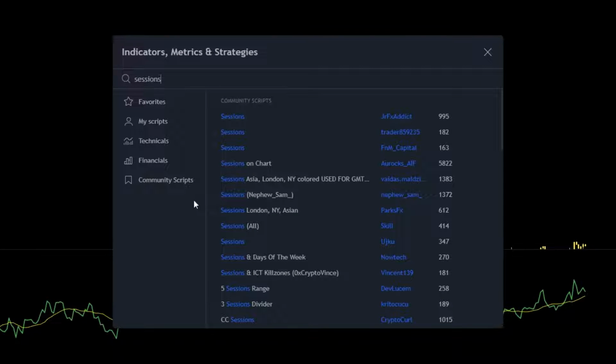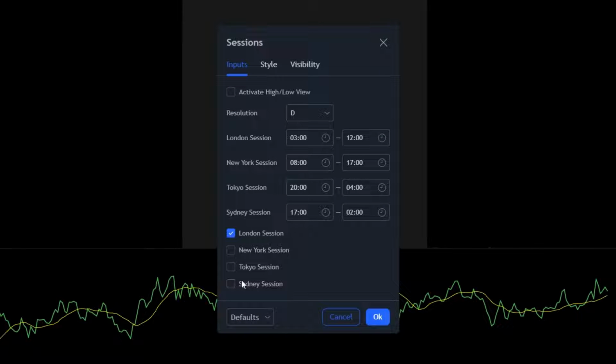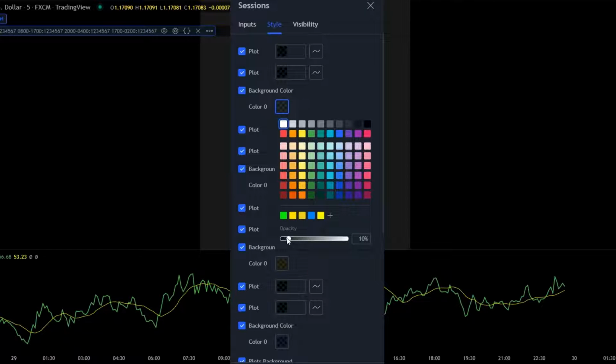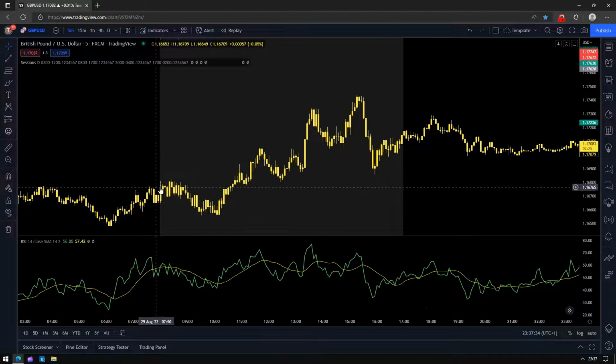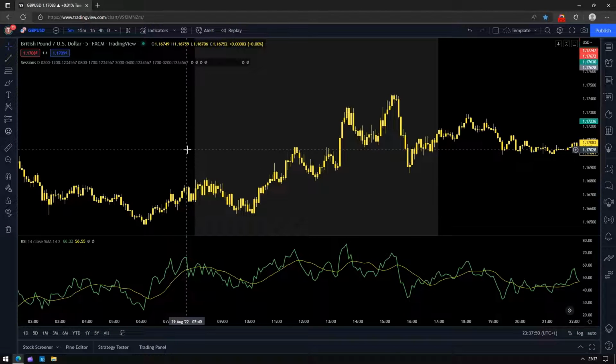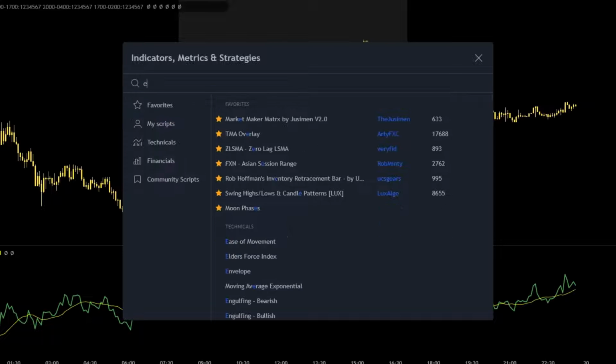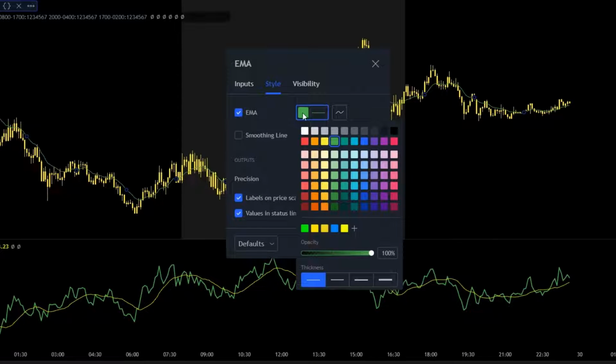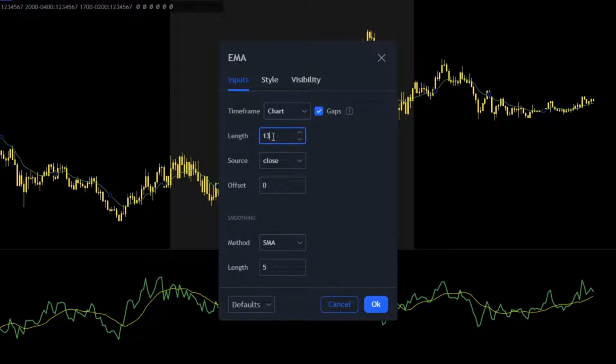The second indicator we want is sessions on chart. In the settings I've removed New York, Tokyo and Sydney, kept London. I've changed the background to a faint white. We'll be using this box to tell us exactly when to trade. The final thing we're going to be adding to this is an EMA. So go up to indicators and type in EMA, and we want this moving average exponential here. I've changed the EMA's colour to green and I've changed the length to 13.